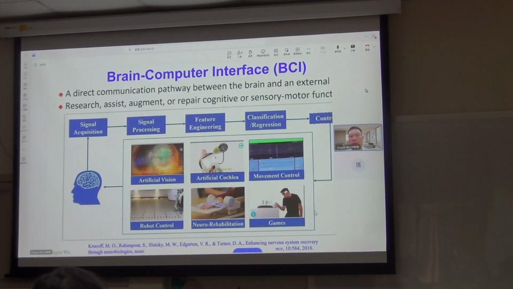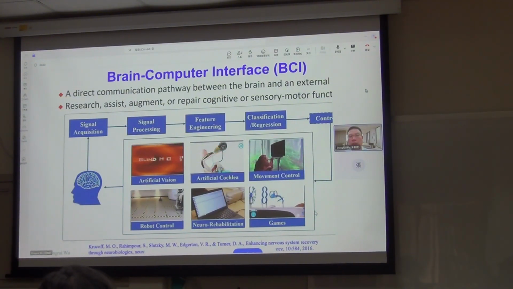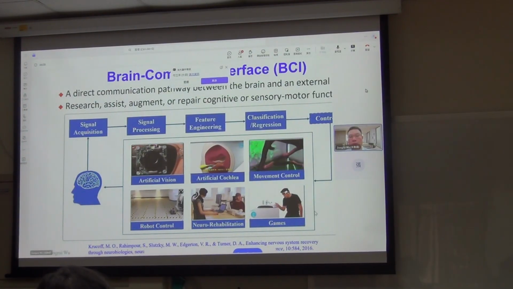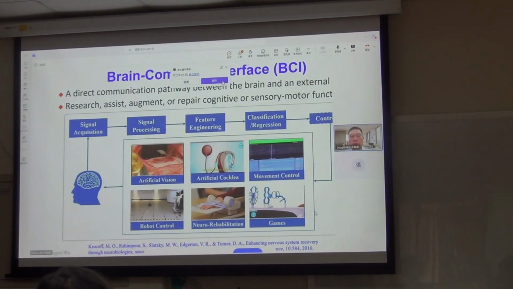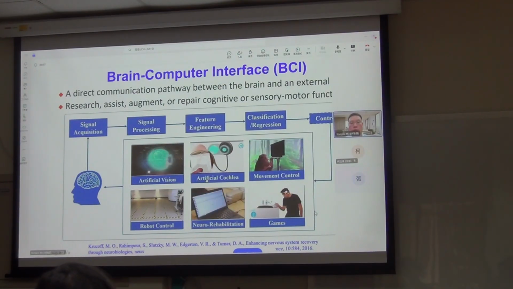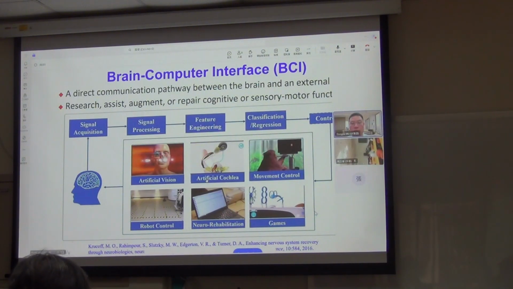After that, we perform classification and regression to understand exactly what the brain signal means. Based on that, we can design a controller to control external devices. Currently, brain-computer interfaces have been used for artificial vision, artificial cochlea, movement control, robot control, neural rehabilitation, games, and so on.